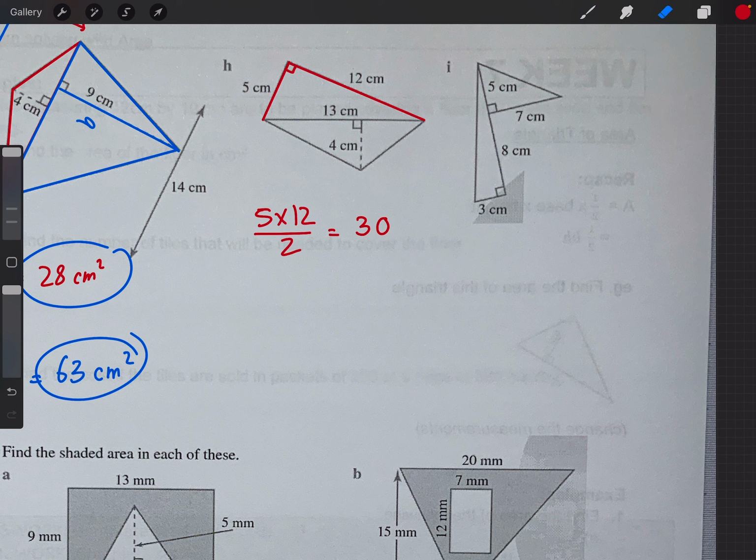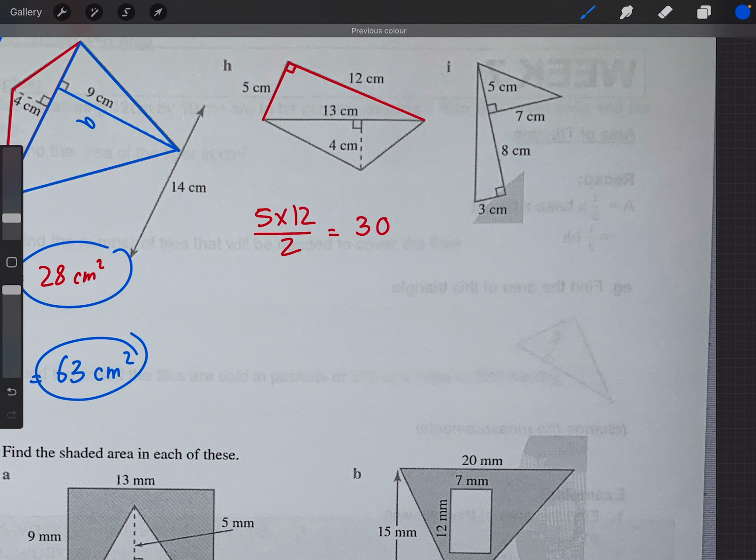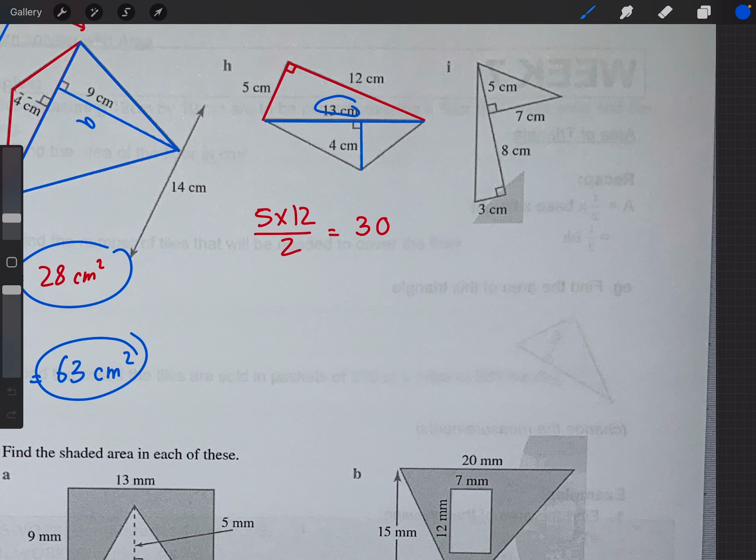And now look at the bottom triangle. I'm going to do it in blue now. The bottom triangle has two perpendicular lengths, this one and this one. So we need to find their values. You have 13 and 4 given to us. So we do 13 times 4 divided by 2, and that will give us 26 centimeters squared.